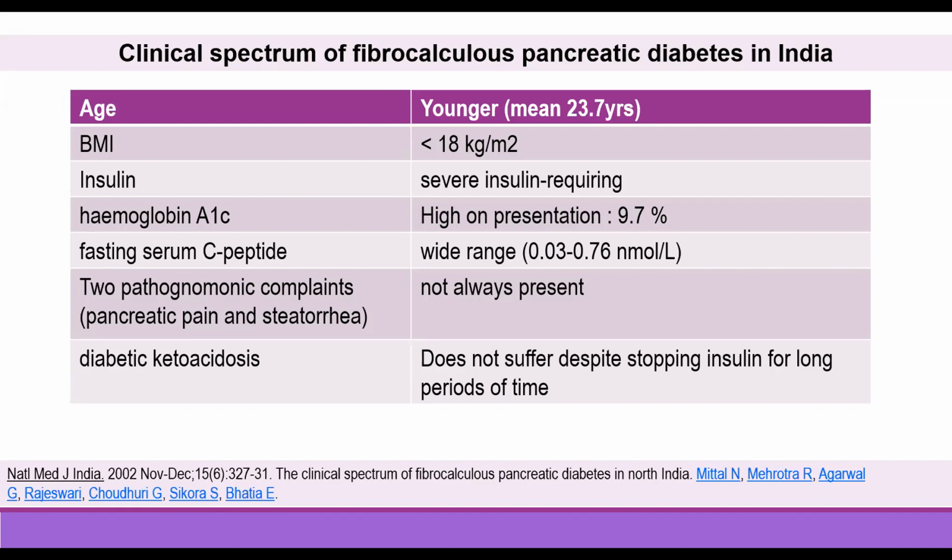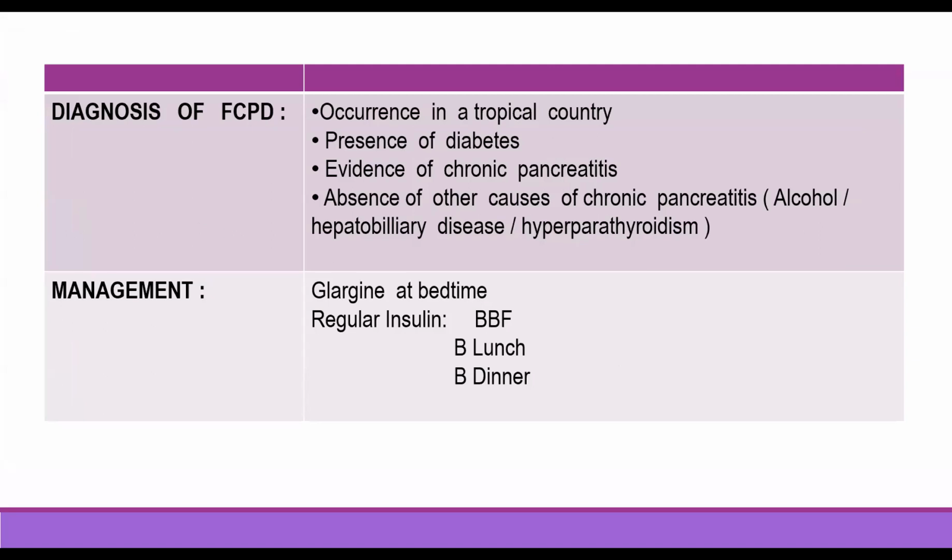C-peptide level may be normal, maybe subnormal. The pancreatic pain and steatorrhea are not always present, but many times we find pancreatic calcification. They usually don't develop diabetic ketoacidosis, even if the patient remains uncontrolled or without insulin for a long period of time. So this basically occurs in the tropical country.